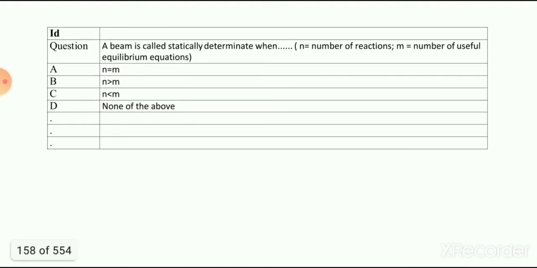A beam is called statically determinate when, it is telling, n is equal to number of reactions and m is equal to number of useful equilibrium equations. Option A is n is equal to m, n is greater than m, n is less than m, none of the above. Okay, first you should know what you mean by statically determinate beam.